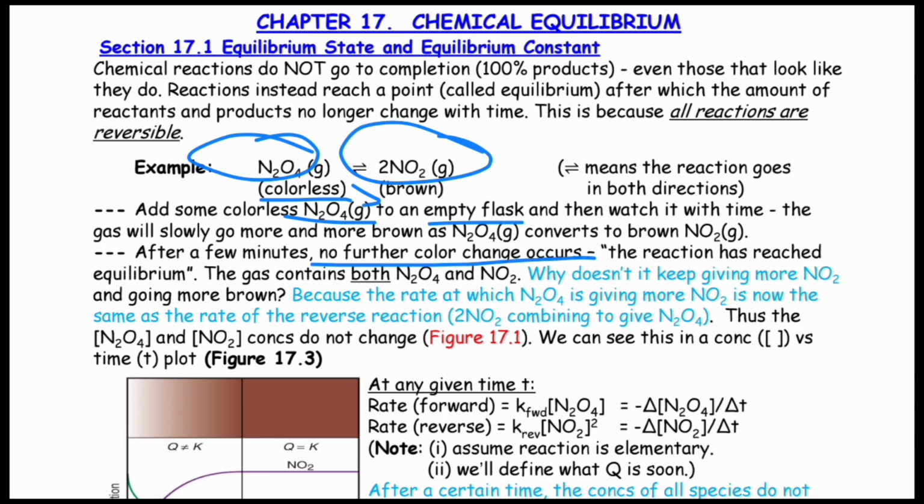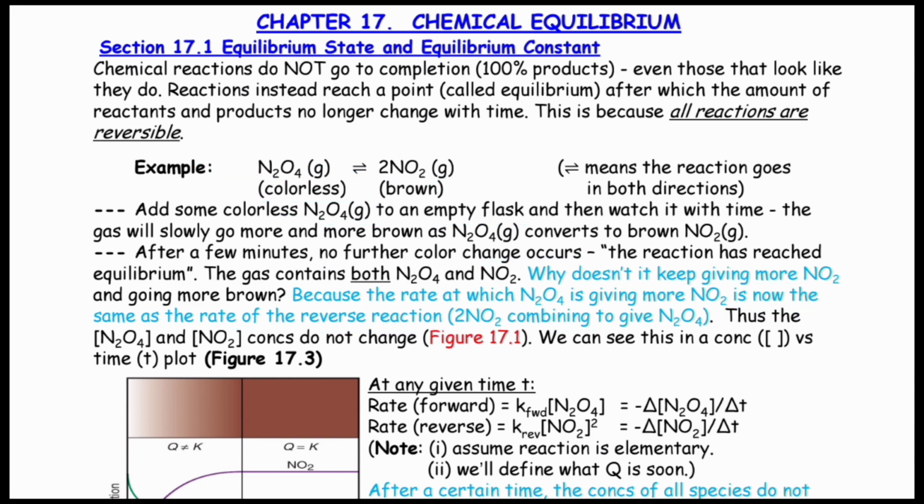Okay, the reaction has reached equilibrium and the gas contains both N2O4 and NO2, but that doesn't mean that they are in equal amounts. Just the amounts of reactants and products have reached a point where they no longer change into each other. Why doesn't it keep giving NO2 and going more brown? Because the rate at which N2O4 is giving more NO2 is now the same as the rate of the reverse reaction. That's why it attains equilibrium and there is no change of reactants into products.